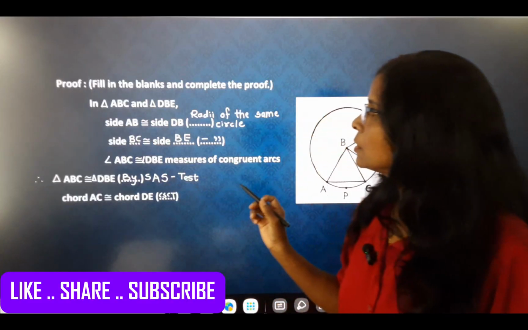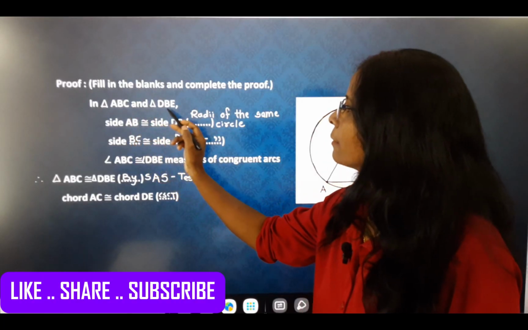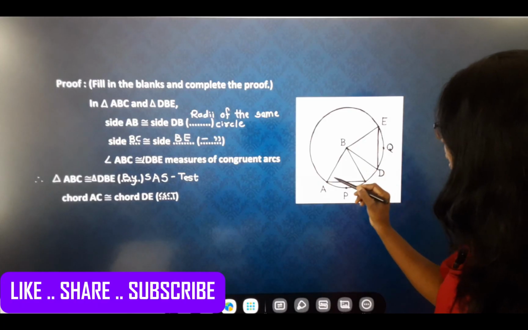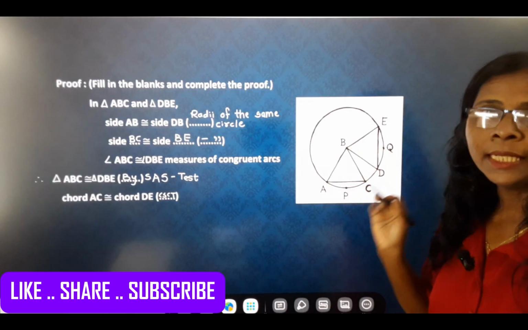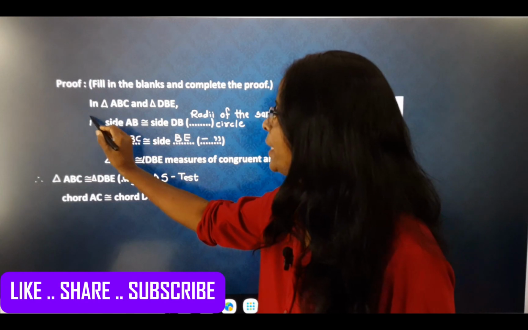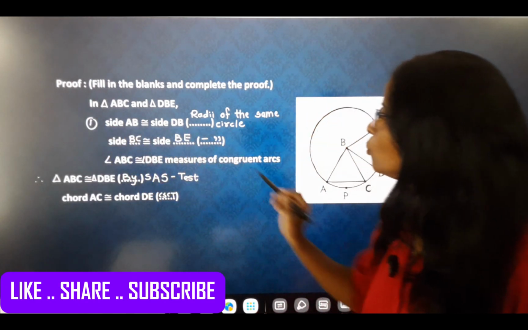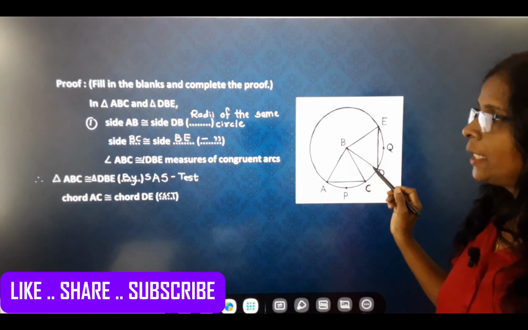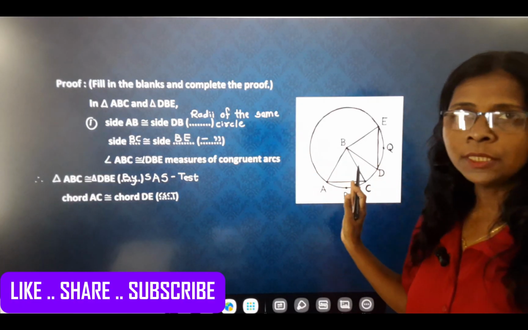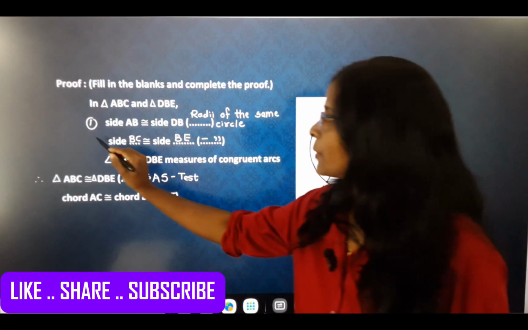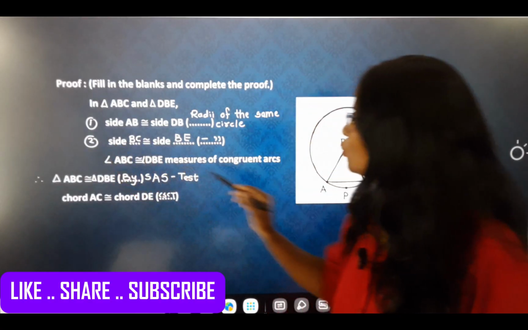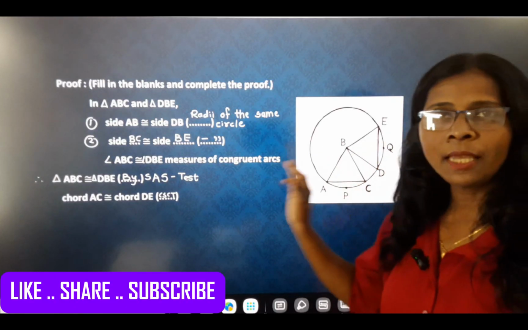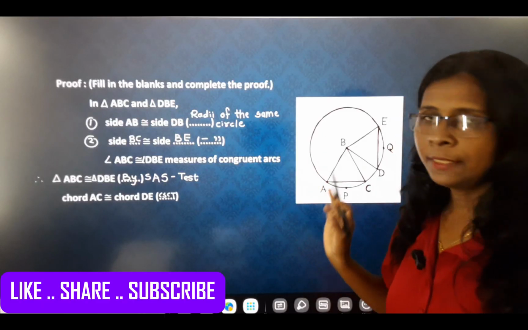The proof now, students. In triangle ABC and triangle DBE, see here, there is a formation of the triangle ABC and the triangle DBE. The first point: side AB is congruent to side DB. Why is it so? Because they are radii of the same circle. Then the second point: side BC is congruent to side BE. Same reason, they are radii of the same circle.